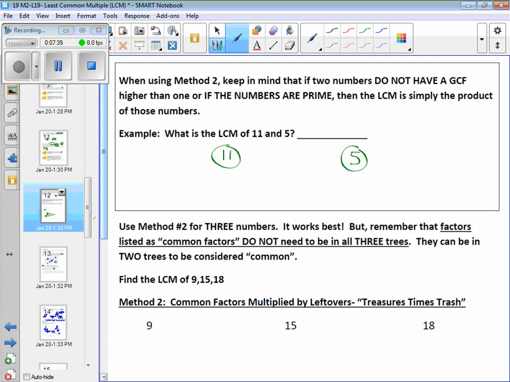They're both trash numbers. What's 11 times 5? The LCM of 11 and 5 is 55. 11 goes into it how many times? 5 goes into 55. They kind of switch roles, don't they? 5 times 11 makes 55. 11 times 5 makes 55. So if you have two prime numbers, that's kind of the rule. If you have two prime numbers, what's the easiest way to get the LCM? Just multiply them together if they have no common factors.